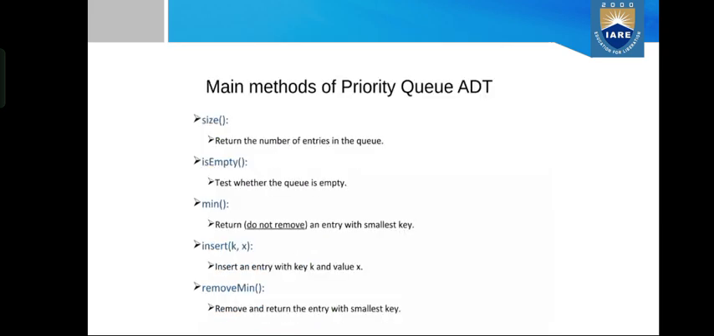The main methods of the priority queue ADT are: the size method, which returns the number of entries in the queue; isEmpty, which tests whether the queue is empty; min, which returns but does not remove an entry with the smallest key; insert(k, x), which inserts an element with a key and a value; and removeMin, which removes and returns the entry with the smallest key.